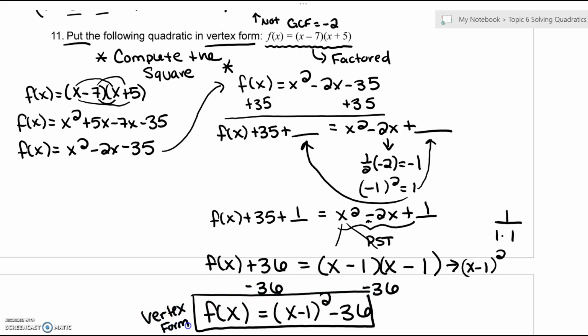And just to make sure we understand, the vertex of this quadratic would be the opposite of what's with x. So I see minus 1, so the x part of the vertex is positive 1, comma, same thing that's on the outside, negative 36.